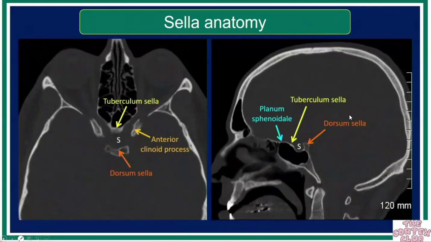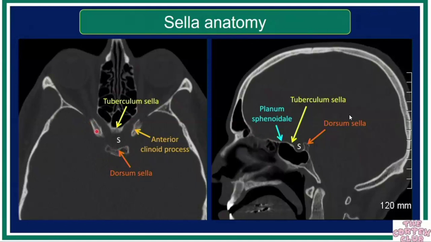On CT, the sella is a saddle-shaped depression within the sphenoid bone. Anterior to the sella, we have a bony ridge called the tuberculum sella, which is part of the sphenoid bone. More anteriorly, we have a bony plate called the planum sphenoidale. Posteriorly, we have the dorsum sella, also part of the sphenoid bone. On either side, we have the anterior clinoid processes. This is pretty much what we see in terms of the bony landmarks of the sella.